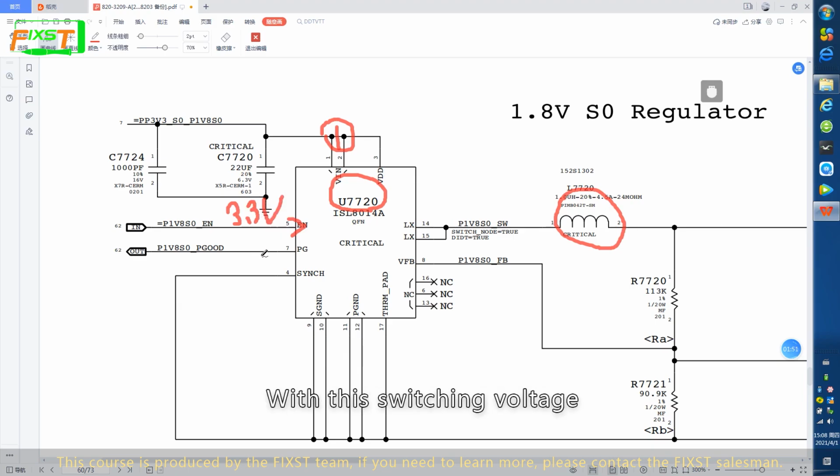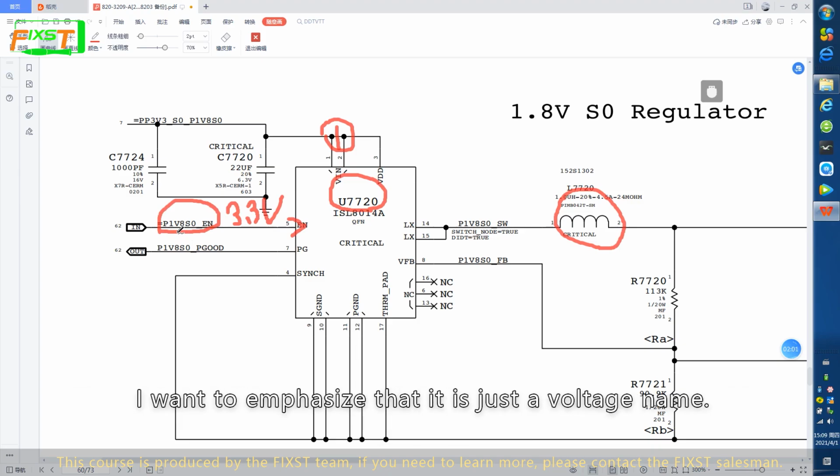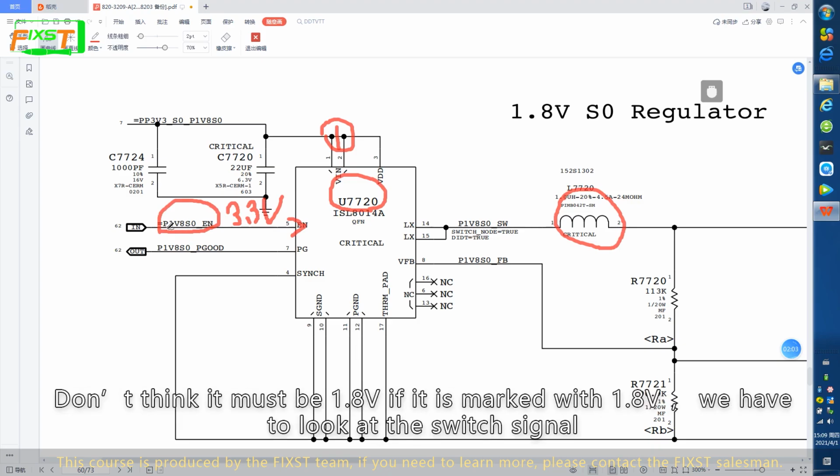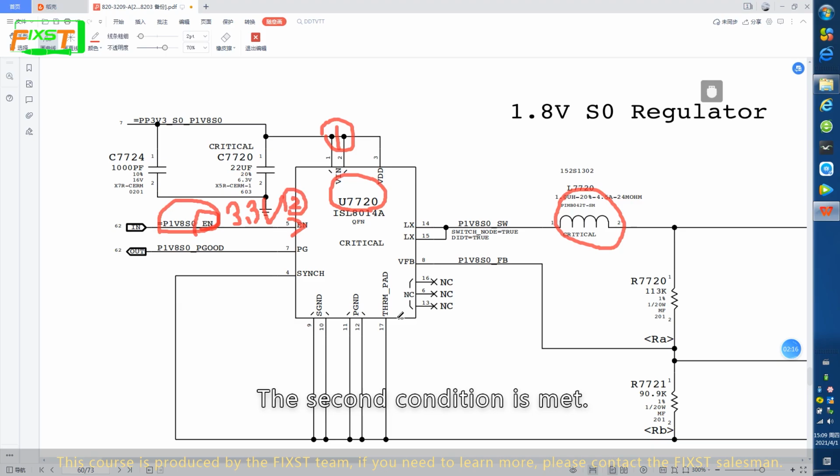With this switching voltage, this is 3.3 volt. Yes, this is just a name, not a working voltage parameter. I want to emphasize that it is just a voltage name. Don't think it must be 1.8 volt. If it is marked with 1.8 volt, we have to look at the switch signal. All switch signals on the MacBook are 3.3 volts by default. The second condition is met.